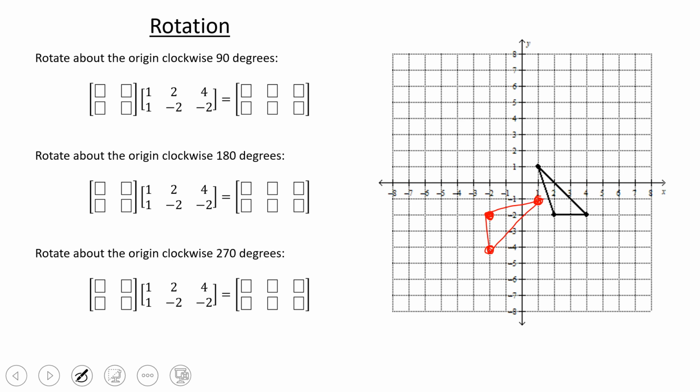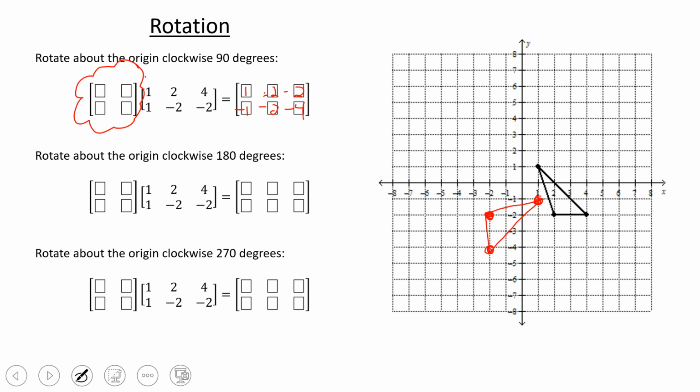So its new coordinates are 1, -1, -2, -2, and -2, -4. So just like last time, we're going to look at what would this have to be here, that when I multiply, this is the result.